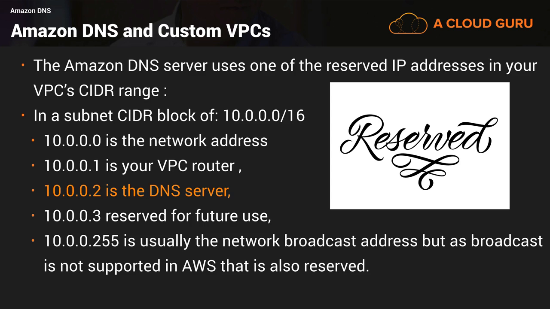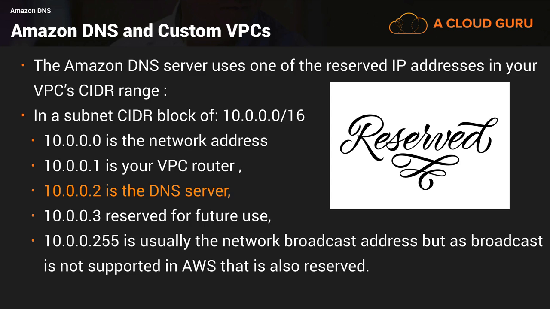As you know, in every subnet, 5 IP addresses are reserved and you cannot use them yourself. For example, in a subnet with the CIDR block of 10.0.0.0, 10.0.0.0 is your network address, 10.0.0.1 is your VPC router, and in your main VPC CIDR range, 10.0.0.2 is the DNS server, .3 is reserved for future use, and .255 is usually the network broadcast address. But as broadcast is not supported in AWS VPCs, that is also reserved and you cannot use it.